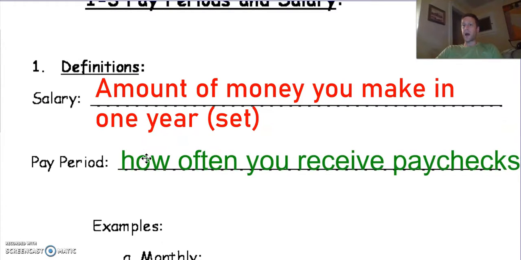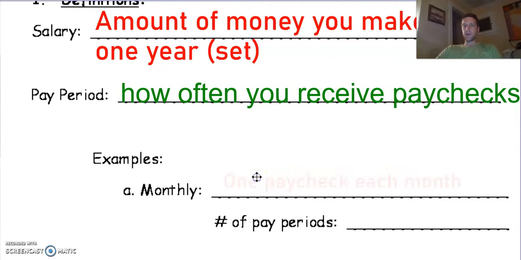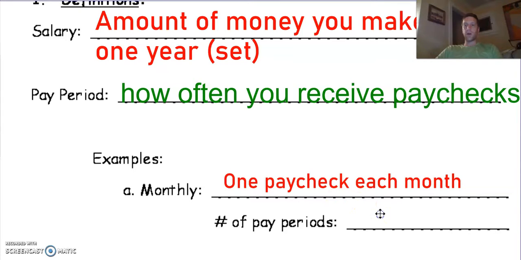So a pay period is simply how often you receive your paychecks. And these are the most common. Monthly, one paycheck per month. So the number of pay periods in 1 year is going to be 12, because we have 12 months in a year. Most of the time it's consistent, like you'd get paid the 1st of every month or the 15th of every month.